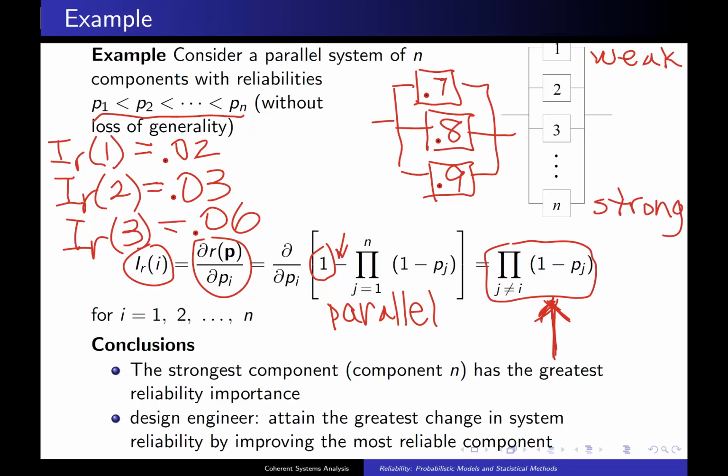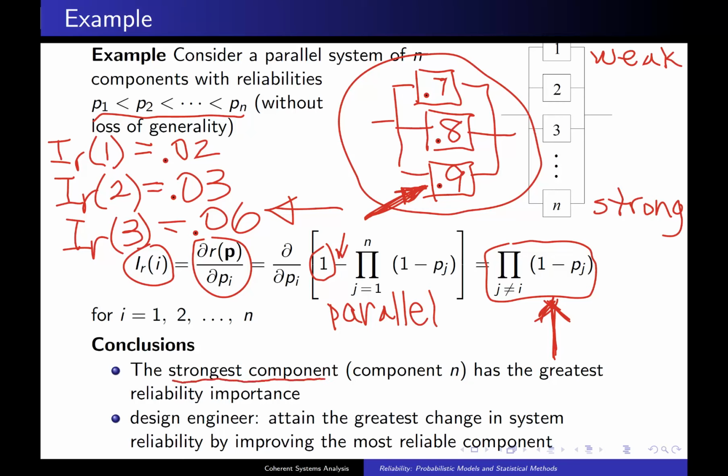So now, what is the highest reliability importance? It is the strongest component. So if a design engineer wants to increase the reliability of this system, that design engineer should put their focus onto the strongest component, which is this third component. So that's down here in the conclusions.